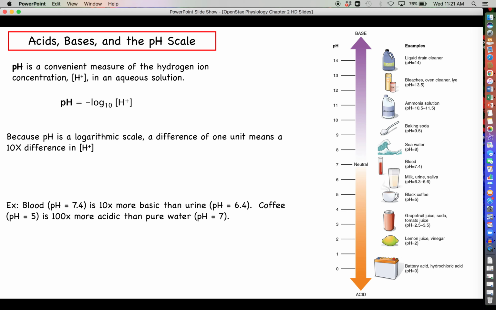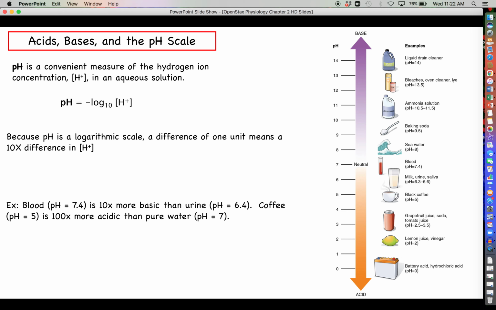Another example we can work with here, if we look at black coffee, which is fairly acidic at a pH of 5, and we compare that to the pH of pure water, which is 7. If you'll remember, in pure water, the concentration of hydrogen and hydroxide ions is equal, meaning that 7 represents something that is purely neutral on this scale.